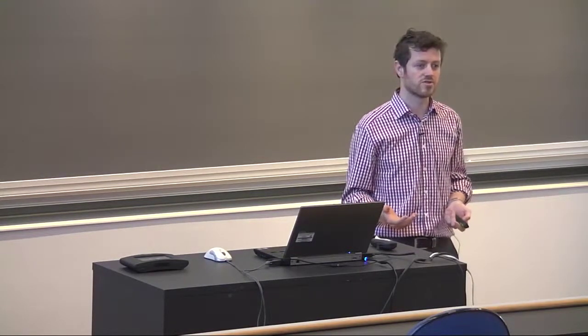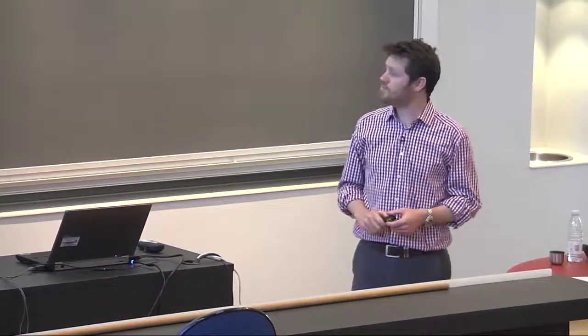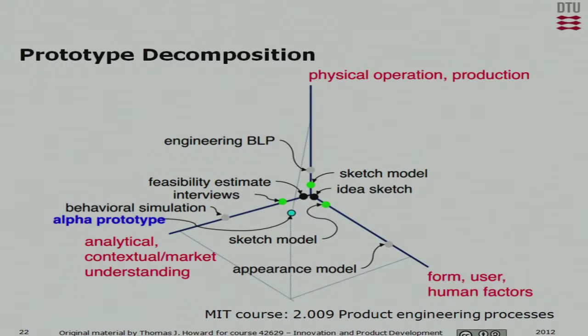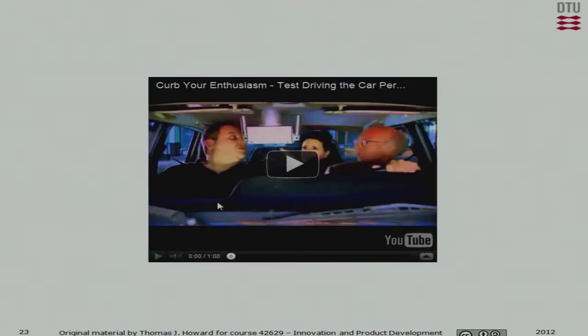It's not a production version. You're supposed to learn from it. It's supposed to be to iron out creases. Here's a decomposition. I'll upload this onto the web so you can have a look at it. But there are basically these three pillars of prototypes: the form and user human factors, analytical market understanding, and then the physical operation and production. So the different prototypes will sit on these three-dimensional axes.